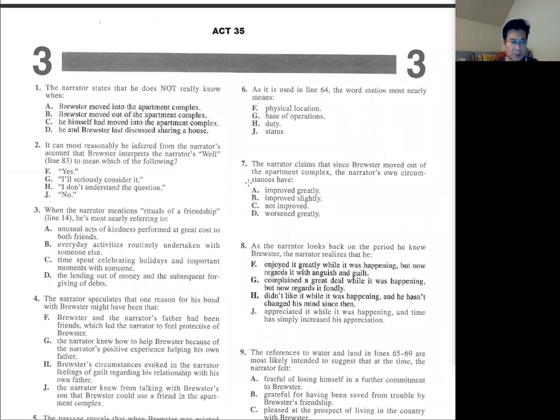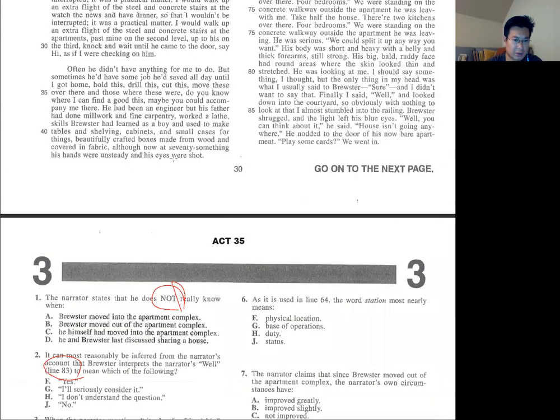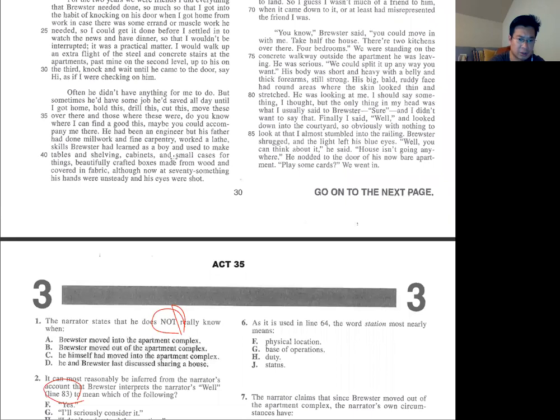So it says number one, narrator states, so you have to go through really quickly. I'm just going to read out loud. It takes longer, but when you do it, you have to skim through. So I'll just circle "not" first. Then number two, line 83, so I go to line 83 and put number two here. It says "well," so underline "well."